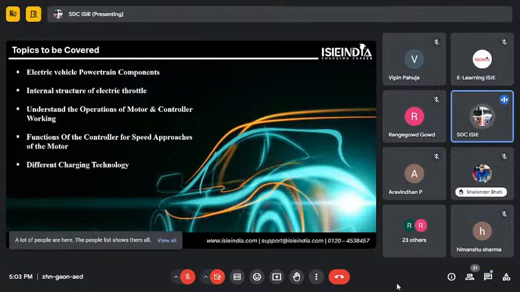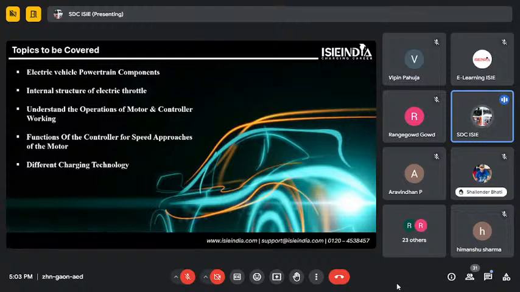To discuss the sensors. Actually, in the motors there are a lot of sensors, but along with those sensors, in the electric throttle also, Hall effect sensors are there. So we are going to discuss their working performance and how they give response signals to the controller so it can operate at different conditions, at different loads of the motor, and understand the operation of the motor and controller working.